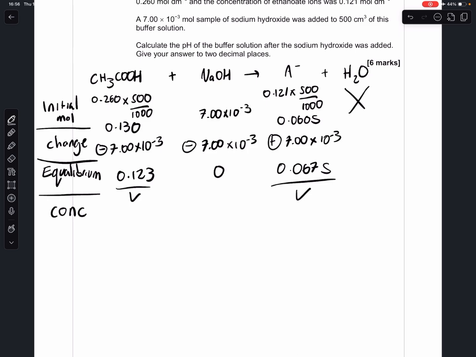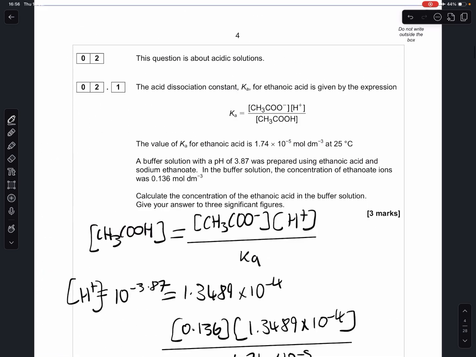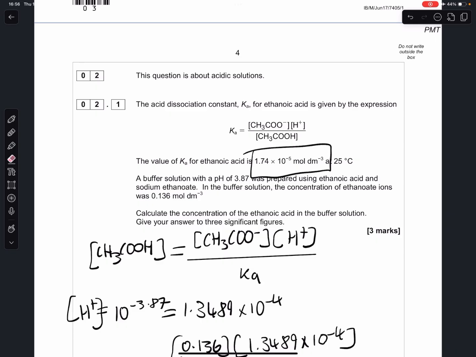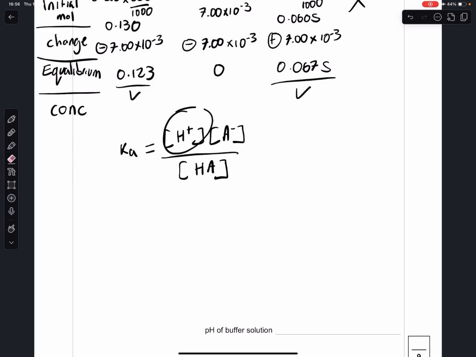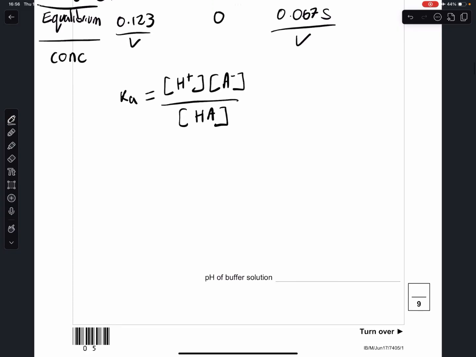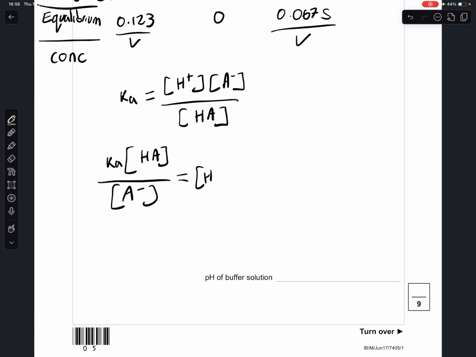So there we go, and we want to put this into the Ka equation. The question has told us earlier, this is our value for Ka, 1.74 times 10 to the negative 5. So first let's write out our Ka equation: H+, our A-, all over our HA. We want to find H+, so we rearrange for that. That is going to be Ka multiplied by our HA concentration divided by A minus concentration, and that will give us our concentration of H plus.